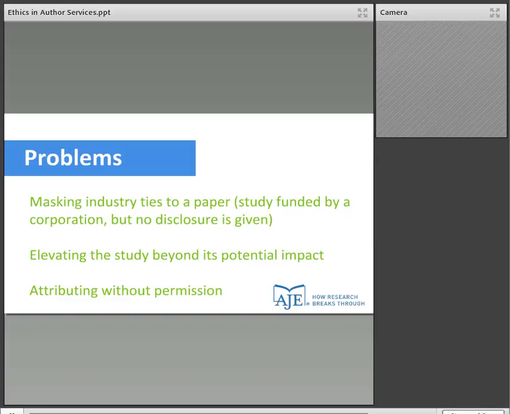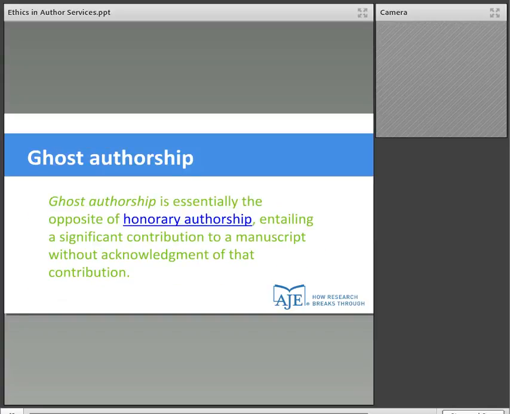It can elevate the study beyond its potential impact, and I already touched on that. You're using someone else's good name to elevate the work. The downside to that is your work may truly be breakthrough research that needs to be out there, and if the journal publisher catches this, then your work's not going to get out there, or it's going to take longer for it to get out there. And of course, there's that whole attributing without permission issue. Really, you're stealing someone's identity. If you want to get down to it, honorary authorship is identity theft.